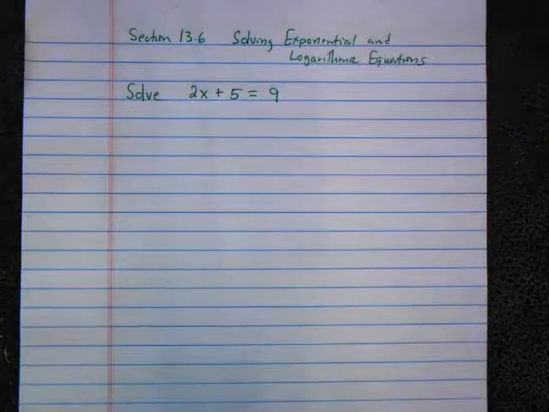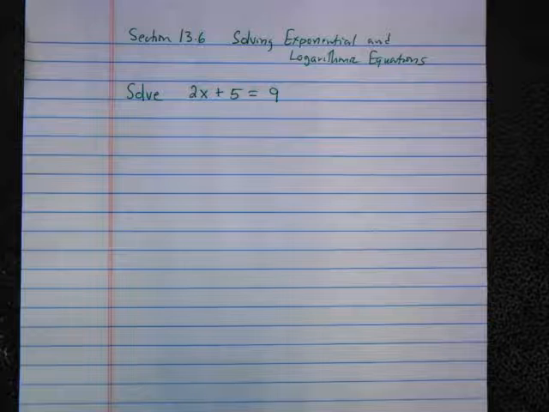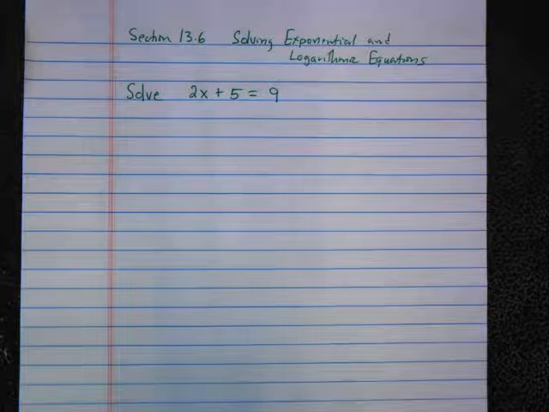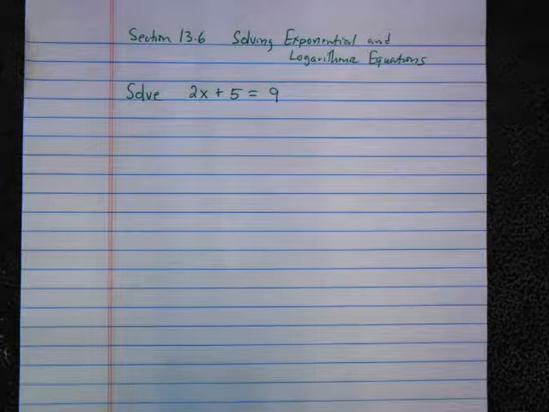All right, so there's an equation. That equation is definitely not an exponential equation, nor is it a logarithmic equation. Well, I mean, x equals 2. What kind of equation is that? It's a linear equation.